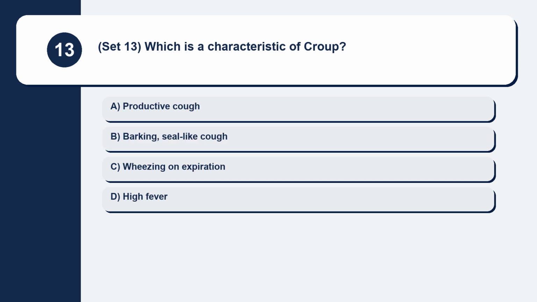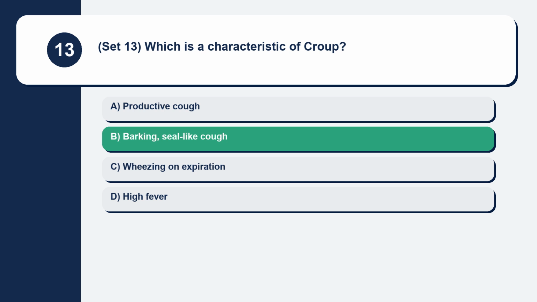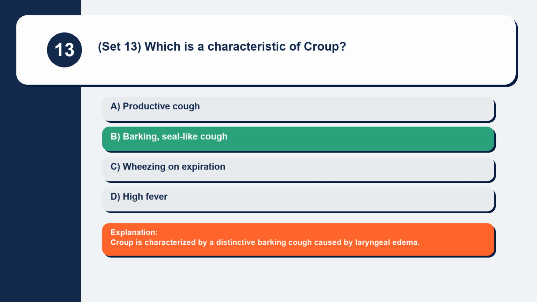Question 13. Set 13. Which is a characteristic of croup? Productive cough, barking, seal-like cough, wheezing on expiration, high fever. Croup is characterized by a distinctive barking cough caused by laryngeal edema.